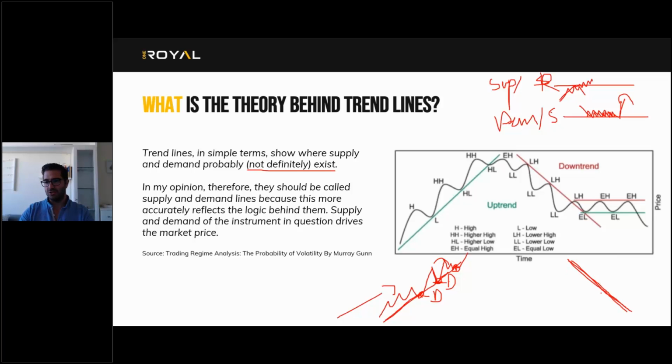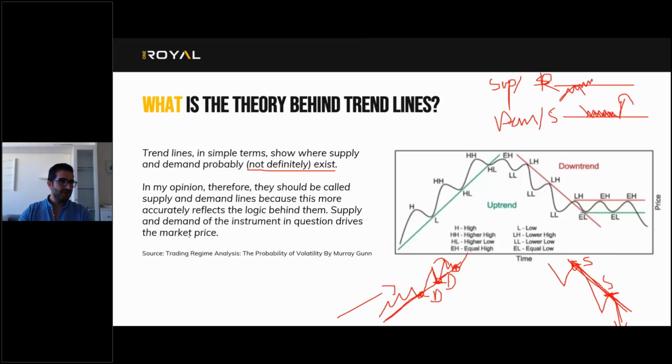Similarly, in a downtrend, this should be a supply zone, because every time the market reaches this area, everyone here needs to sell. So we have a huge supply and the market drops. Here we have a supply, the market touches the downtrend, so the market will move to the downside. They work like that because they are simply demand and supply zones. In my opinion, therefore, they should be called supply and demand lines, because this more accurately reflects the logic behind them. Supply and demand of the instrument in question drive the market price.